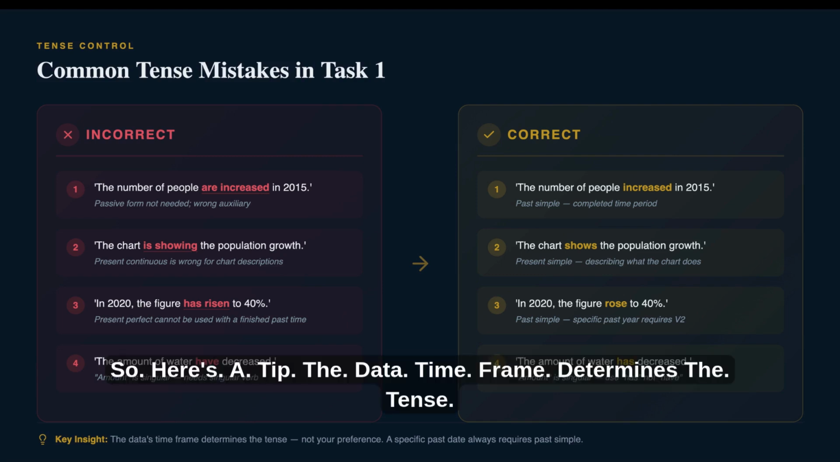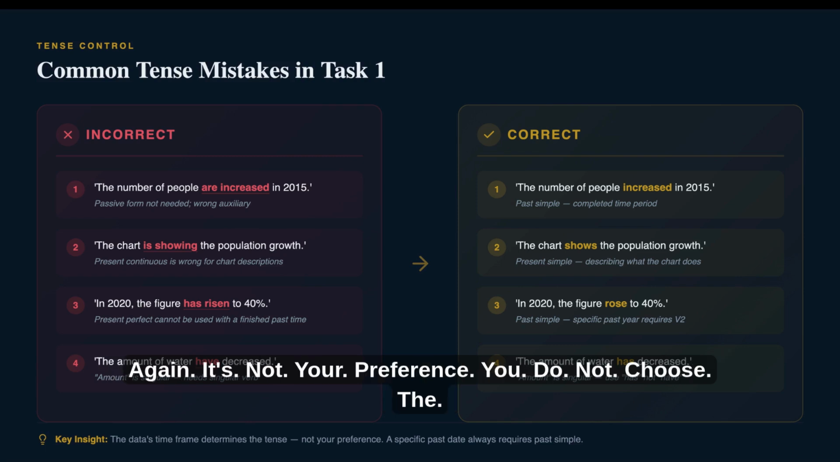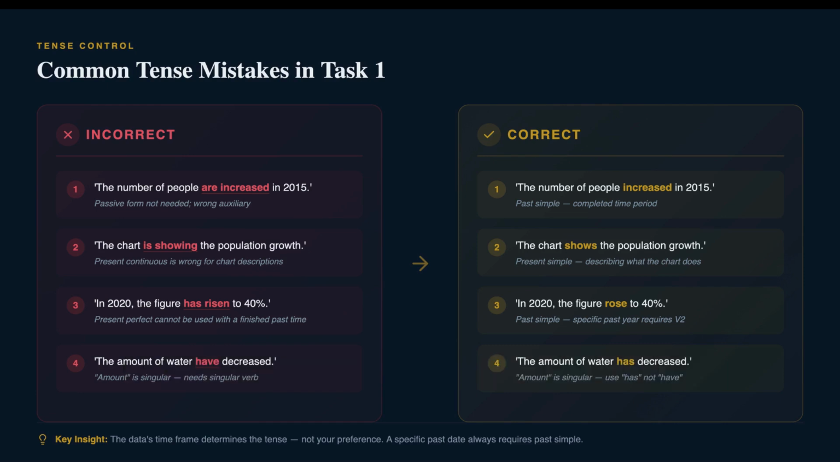So here's a tip. The data time frame determines the tense. Again, it's not your preference. You do not choose the grammar tense to write. You have to look at the visual data and the time frame. A specific past date always requires past simple.